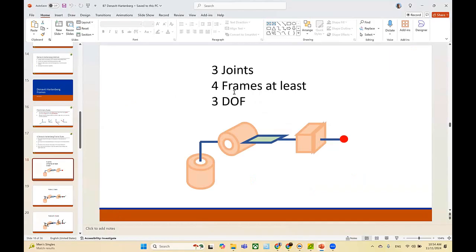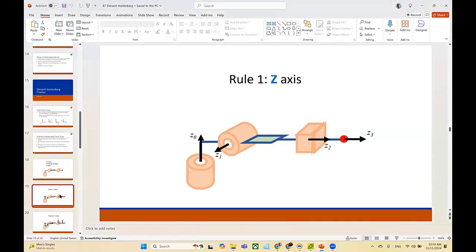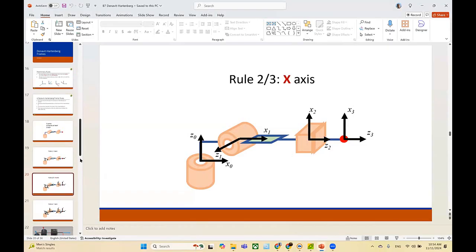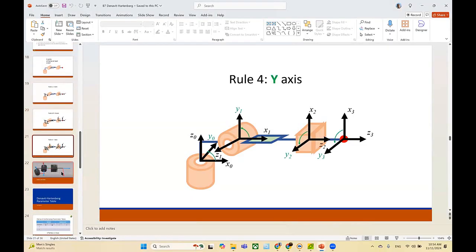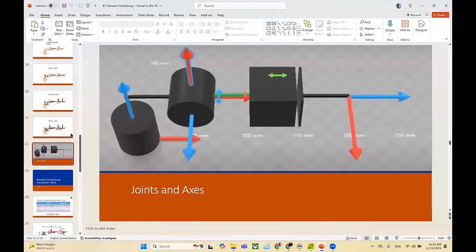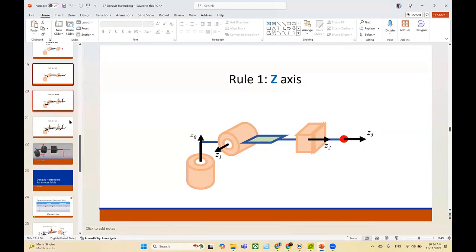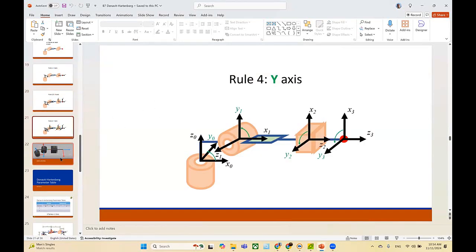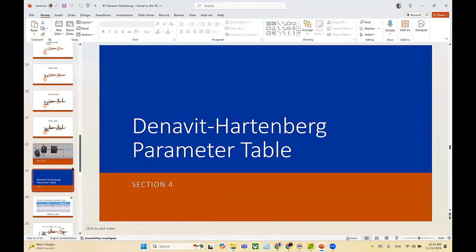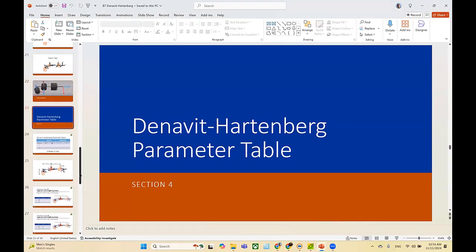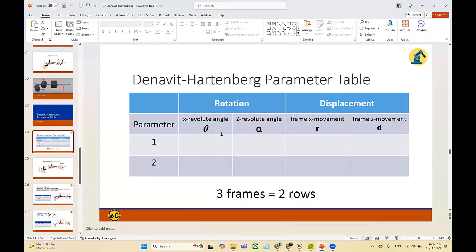So 3 joints, 4 frames at least. This includes 2 rotational joints and 1 prismatic joint. So you set up the x direction and y direction following the right-hand rule that we talked about in the kinematic diagram earlier. And then after that, you set up your frames x, y, z.